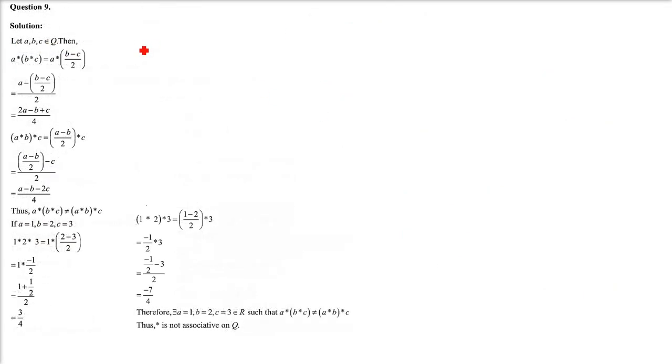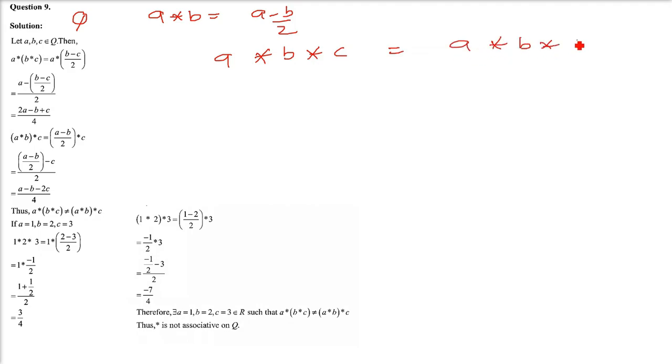Question number 9. On Q, the set of rational numbers, star is defined by A star B equals A minus B by 2. Show that star is not associative. So, not associative, let us do it by the actual way first. A star B star C equals A star B star C. First we'll take BC, then we'll take AB and try to find out whether they are equal or not. I am just putting an equal sign. We will just try to see whether it is equal or not.